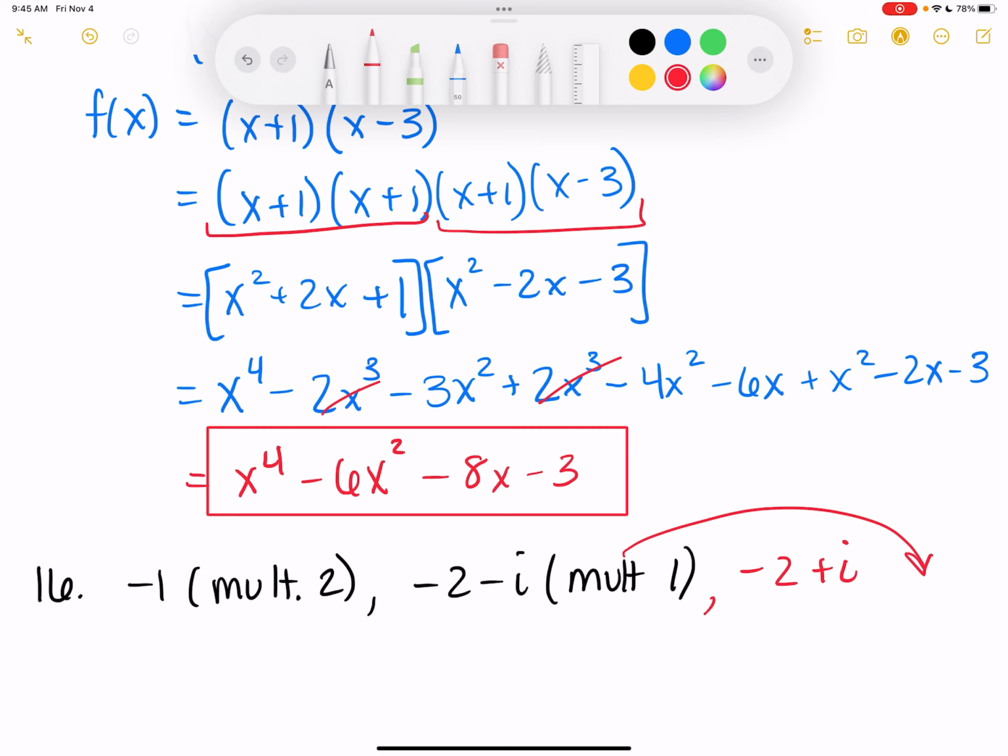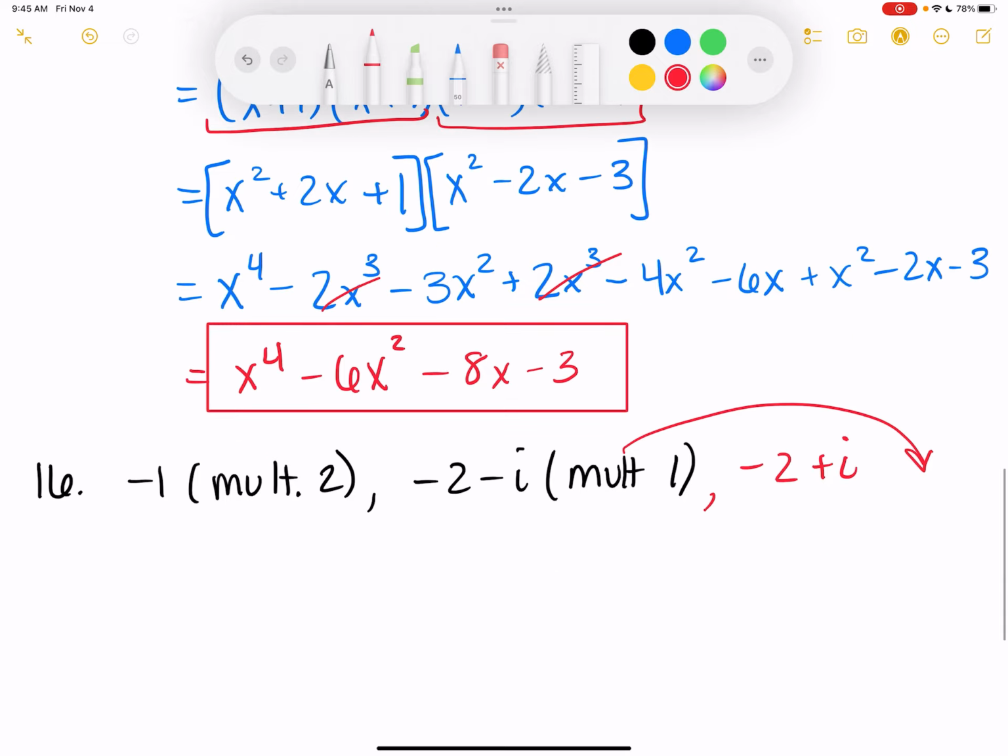Why does it have to be negative 2 plus i? Because when you have an i as a zero, you've got to have its opposite as well. That's just one of the rules. That's why I said sometimes they'll give them to you and sometimes they won't. So you have to look and make sure that they're both given to you, and just assume that the multiplicity is the same as whatever it was. Typically, they're only going to give you that as a multiplicity 1. So then I've got x equals negative 1, x equals negative 2 minus i, and x equals negative 2 plus i.